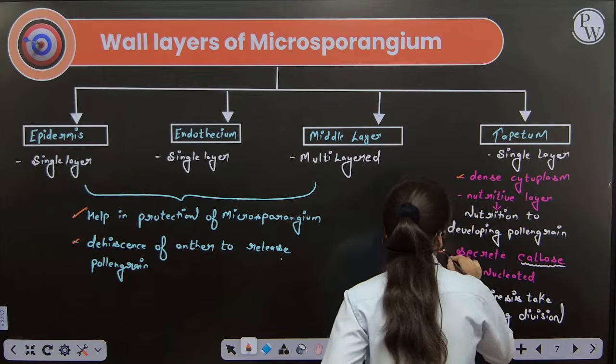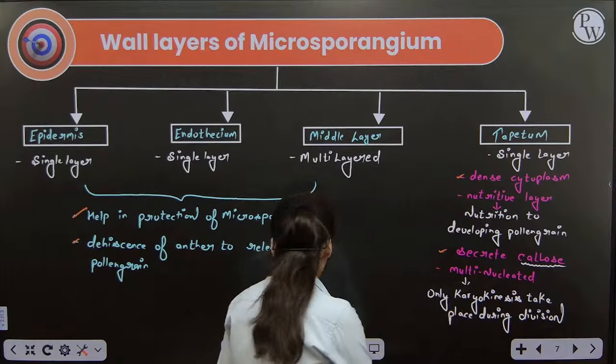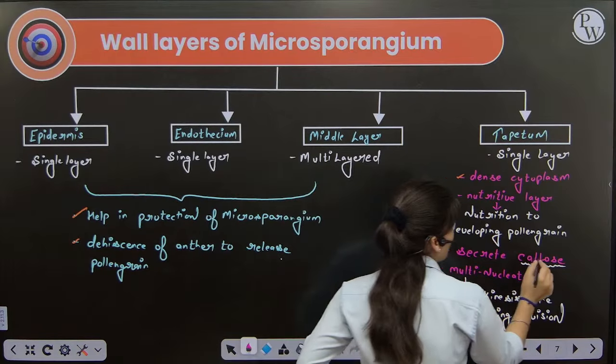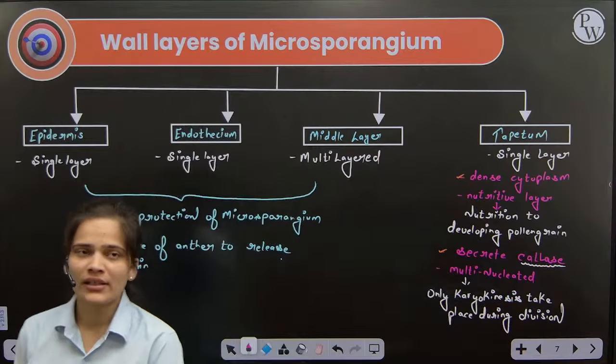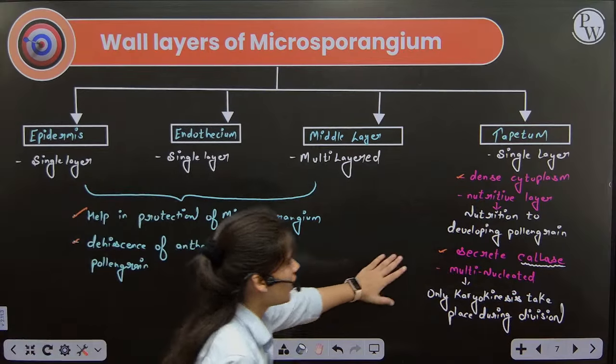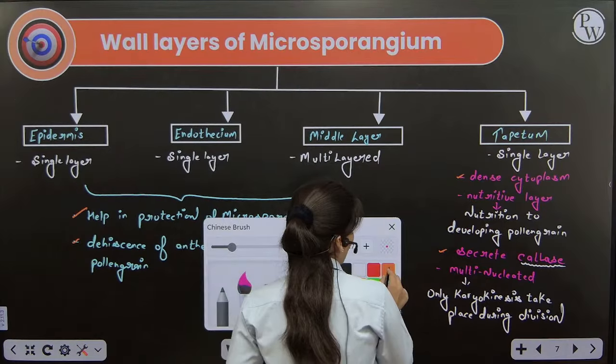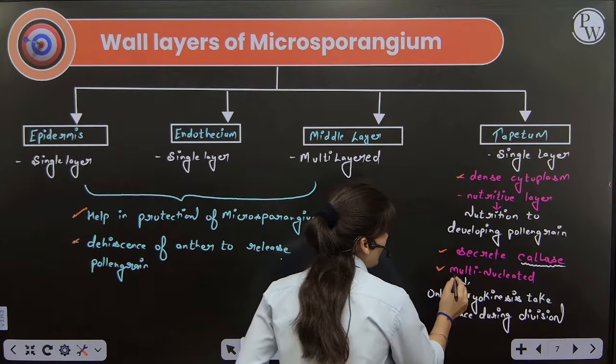This layer also secretes an enzyme, and that enzyme is callase. What is the role of this callase? We'll see in upcoming slides. One more characteristic feature of this layer is it is multinucleated.